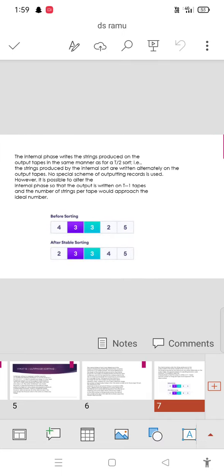The internal sort writes the strings produced on the output tapes in the same manner as for a T by 2 sort. For example, the strings produced by the internal sort are written alternately on the output tapes. No special scheme for outputting records is used. However, it is possible to alter the internal sort so that output is written on t minus 1 tapes, and the number of strings per tape would approach the ideal number. Here an example is given: before sorting 4 3 3 2 5, after stable sorting 2 3 3 4 5.